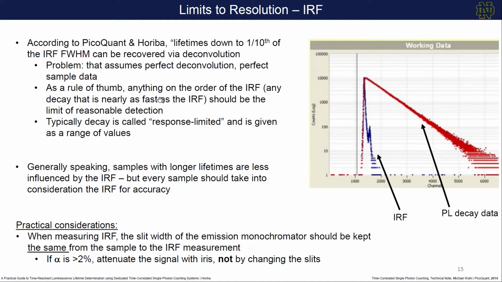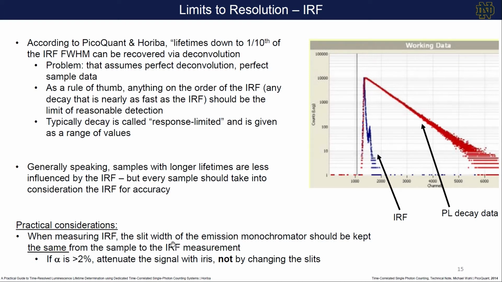So again, as a rule of thumb, anything that's decaying on the order of the IRF, basically anything that decays nearly as fast as the IRF, should be thought of as detector limited or response limited. So you should talk about that data with a grain of salt, because you cannot be as confident about that data because it's limited by your system responding to it. And as I mentioned, things that decay on a much longer timescale than the IRF are much less affected by it.